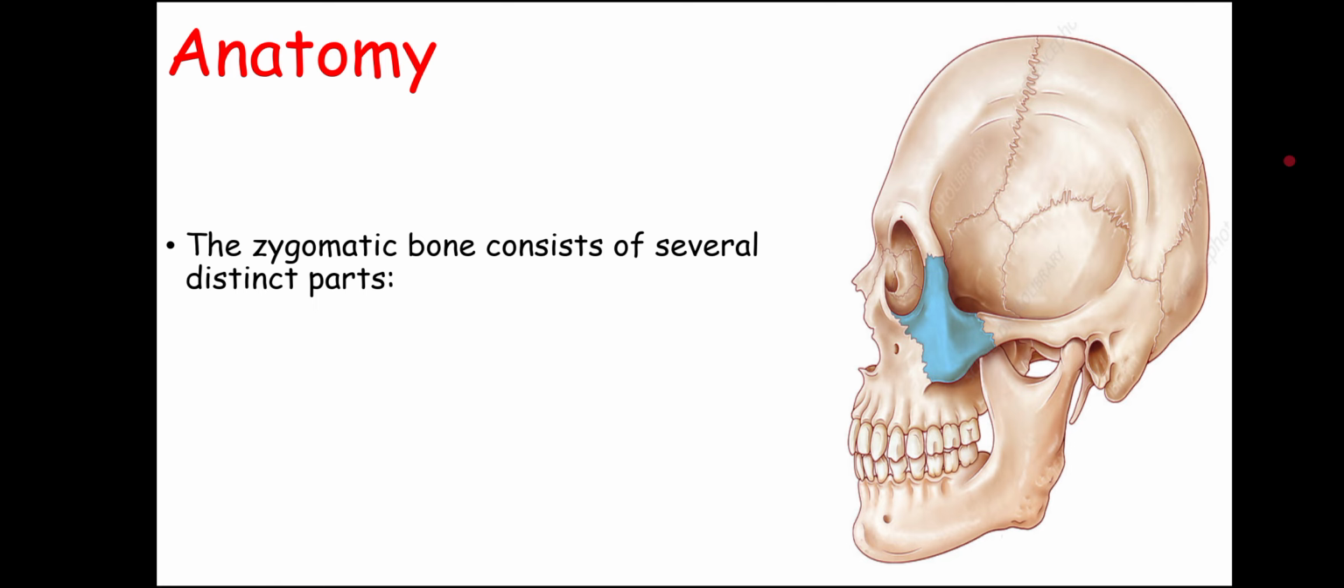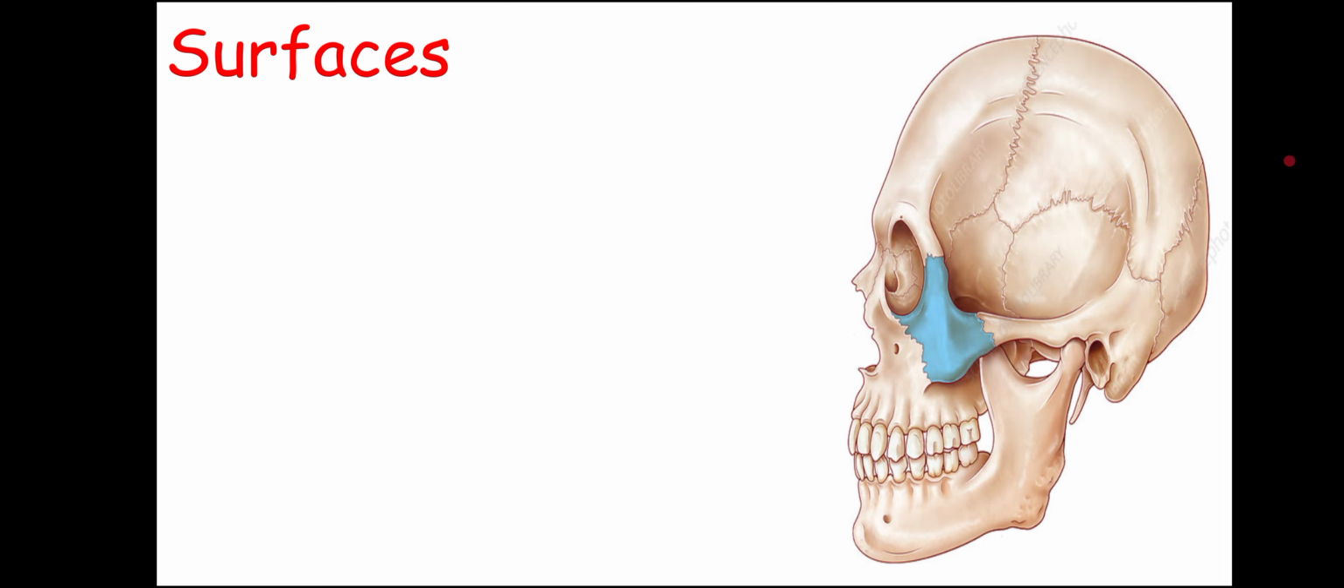Now let's talk about the anatomy of zygomatic bone. Zygomatic bone consists of several distinct parts. They include surfaces, processes, and foramina of zygomatic bone. And now we will talk about them one by one. First, we will talk about the surfaces of zygomatic bone.